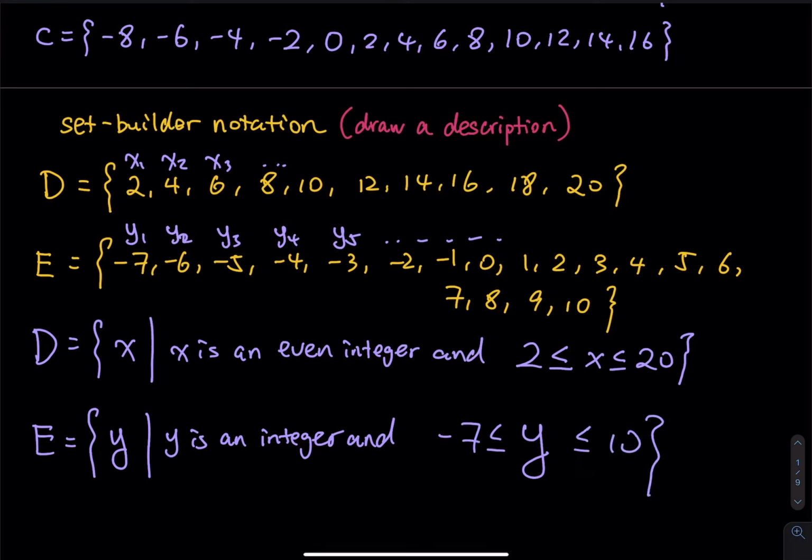That's it. Again, for the set builder method, you draw a description. The listing method means you write the entire list.